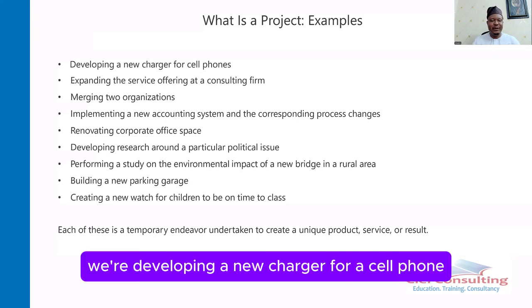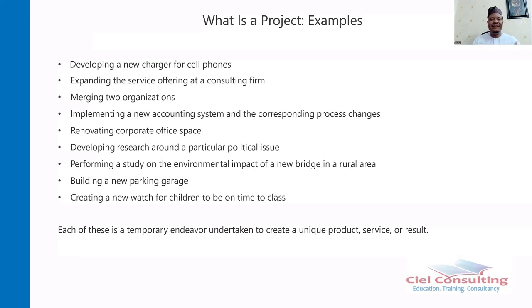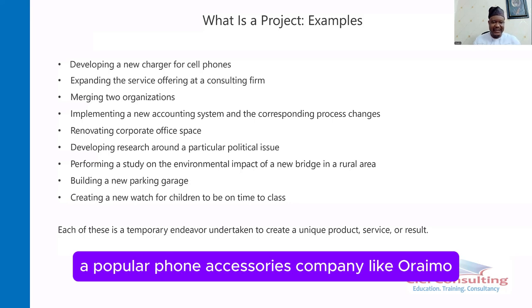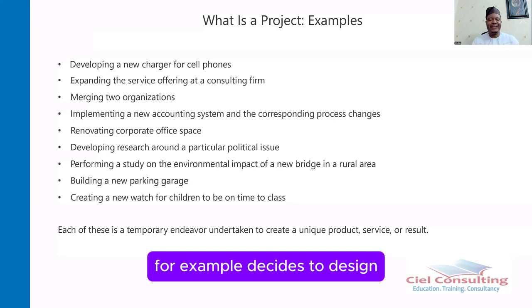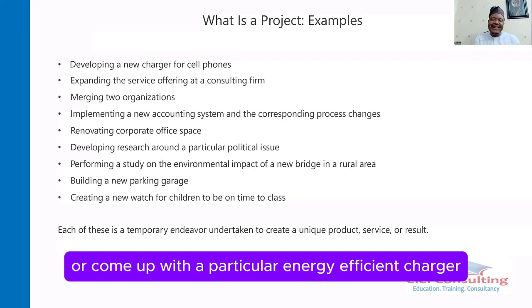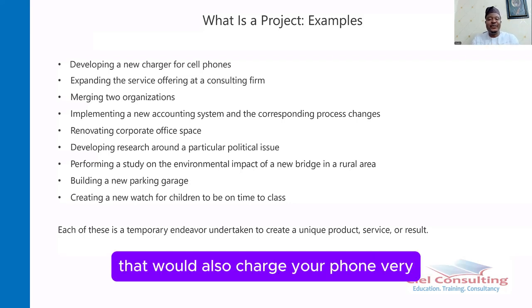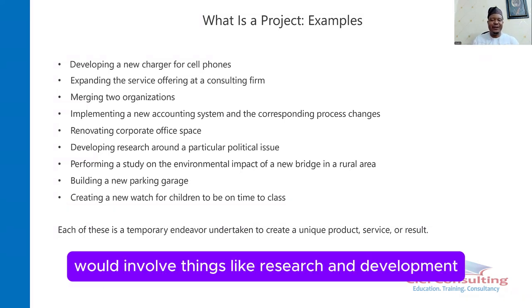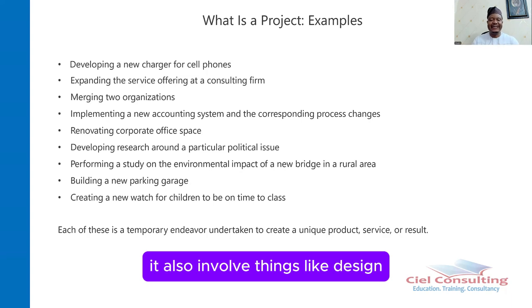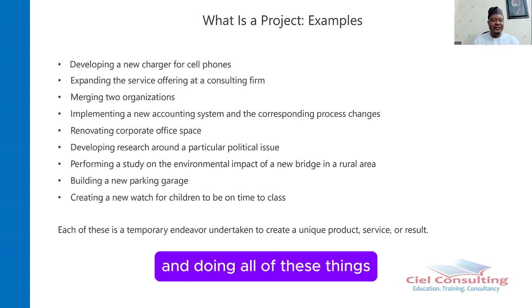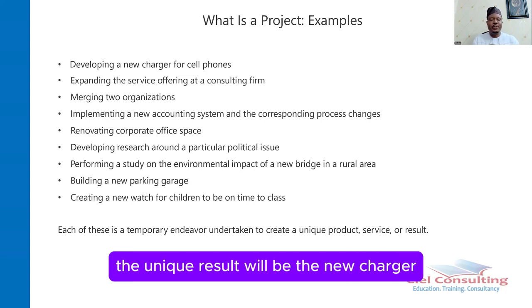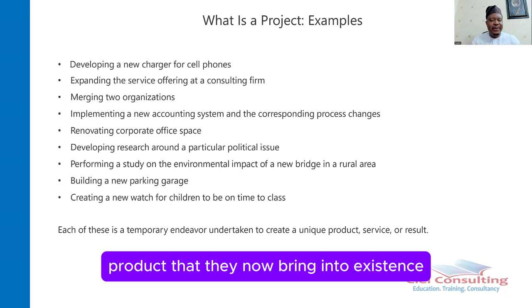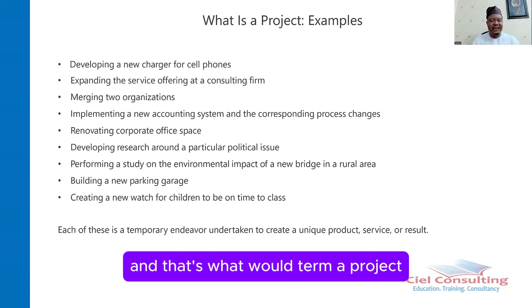Let's say, for example, we're developing a new charger for a cell phone. Say a popular phone accessories company like Oraimo decides to design a particular energy-efficient charger that would also charge your phone very, very fast. This project would involve things like research and development, design, testing, and then building it. The process of manufacturing and doing all of these things is what we refer to as a project. At the end of the day, the unique result will be the new charger product that they bring into existence. And that's what we term a project.